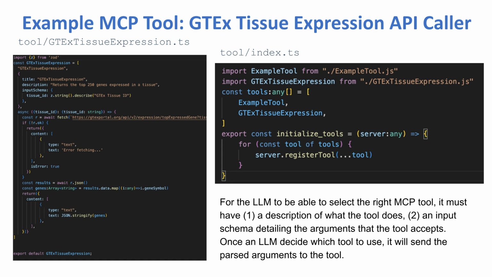To develop an MCP tool, like this GTEx API caller, you must define a clear description of the tool's purpose and an input schema that specifies the required arguments. This enables the LLM to intelligently select and utilize the tool.